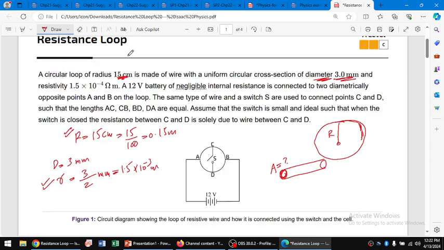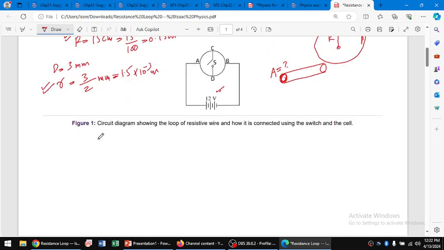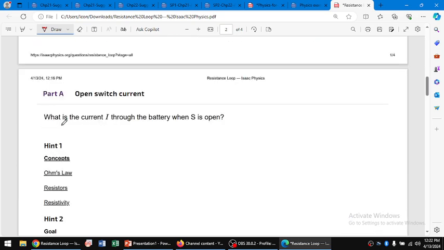Okay, a 12 volt battery is attached here. The potential is 12 volt, the battery is at 12 volt. And this wire is the same type. The wire is made from the same material, and the switch S is used to connect the points C and D. So in this problem we have to find the total current I through the battery when the switch S is open.